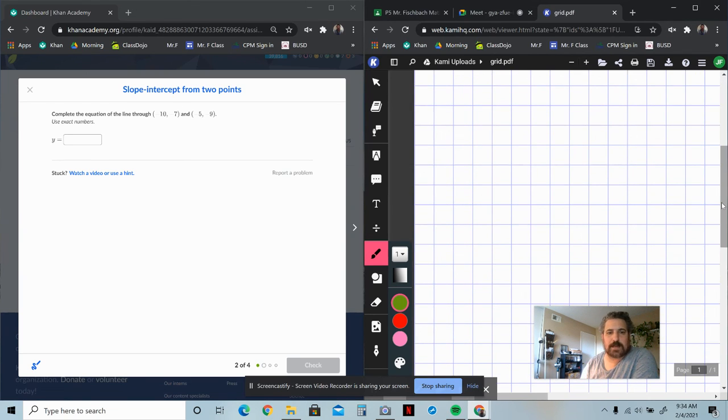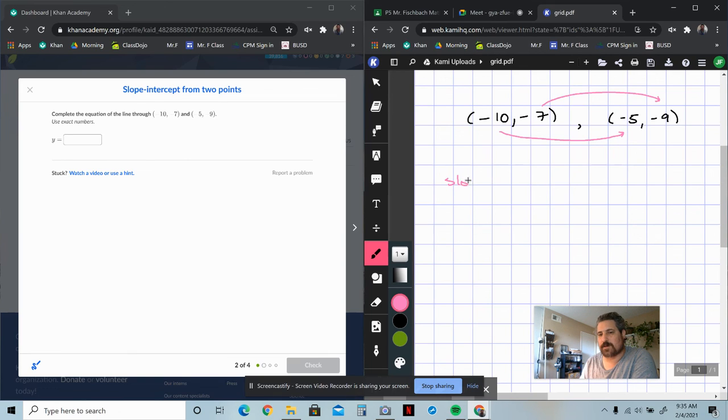The next one that we're going to do is, let's go down a little bit. All right, this one is (-10, -7), and then (-5, -9). So now that I've explained it a little more clearly, I'm going to do this one a little quicker. So first thing you do, find your slope. From negative 7 to negative 9, that's the change in y. From negative 10 to negative 5, that's the change in x.